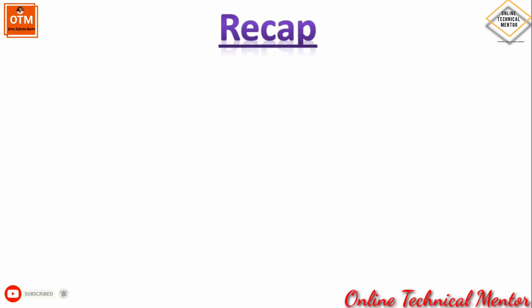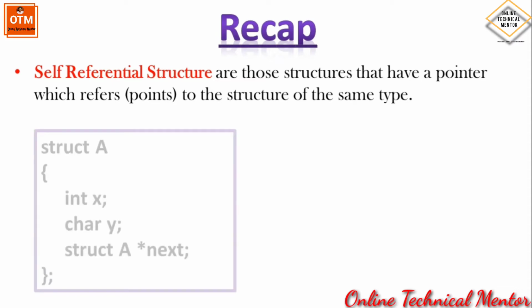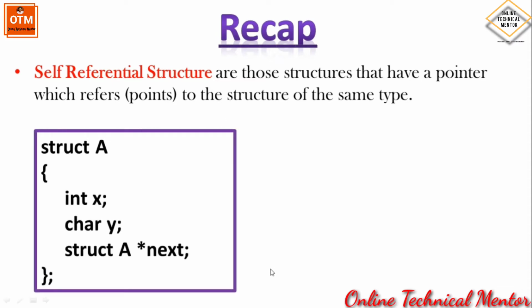Let's recap the self-referential structure. Self-referential structures are those structures that have a pointer which refers or points to the structure of the same type. Let me show you an example. So this is a self-referential structure. Here A is the structure name, and the structure has some member variables x, y, and star next, where x is integer type, y is character, and star next is a pointer variable because pointer is denoted by this asterisk sign. So when you create a variable of this structure, it will look like this.